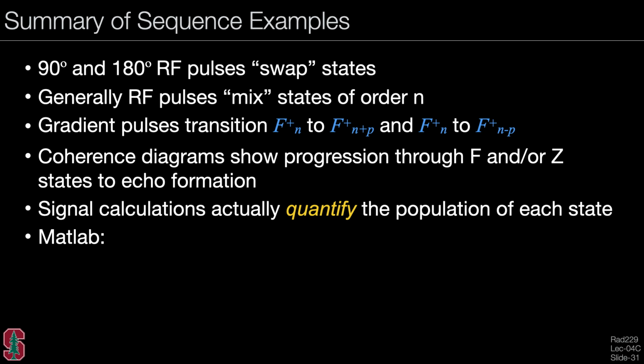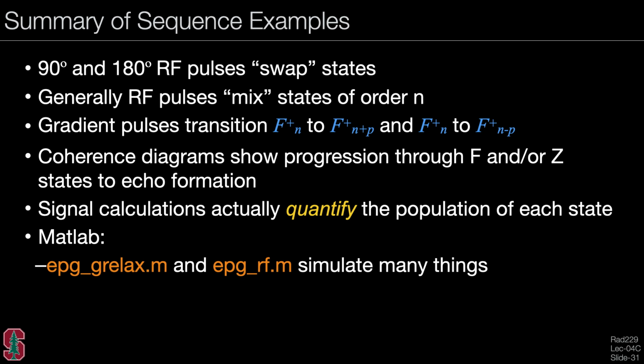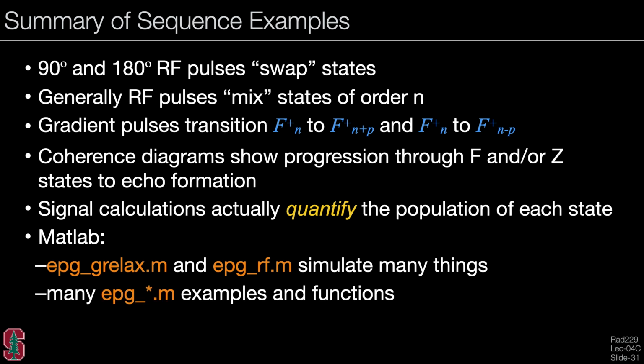And finally, we've introduced some of the functions in MATLAB that we will work through much more in class and on homework. The most important of these two functions are EPG_grelax, which does gradients and relaxation, and EPG_RF, which simulates RF pulses. And these two functions can be used to simulate a lot of common pulse sequences just by themselves. And then there are many other functions on the class GitHub that start with EPG underscore that can be explored.